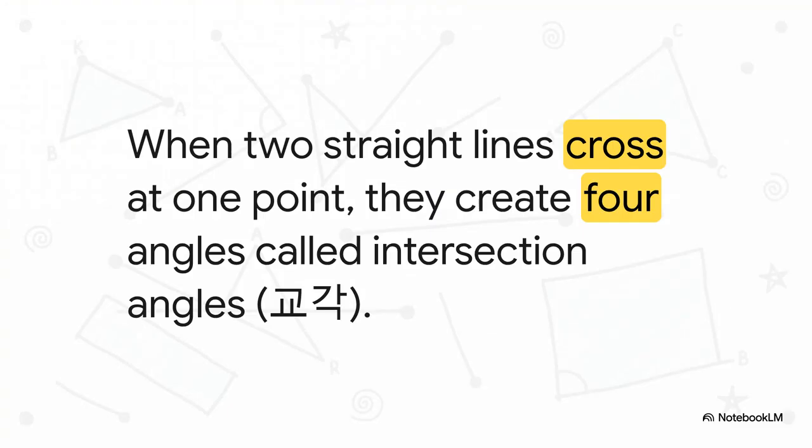Okay, take a look at the screen. We have two straight lines, and they're crossing over each other, making a shape like the letter X. When they cross, you can see they create four different angles where they meet, right? We'll just call them angle A, angle B, angle C, and angle D.